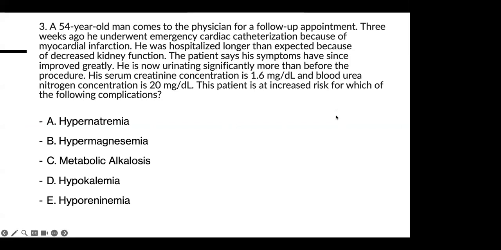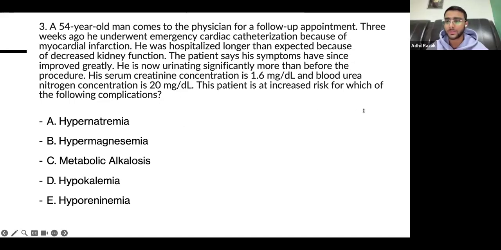A 4-year-old man comes to the physician for a follow-up appointment. 3 weeks ago, he underwent emergency cardiac catheterization because of myocardial infarction. He was hospitalized longer than expected because of decreased kidney function. The patient stays as his symptoms improved greatly. He's now urinating significantly more than before the procedure. The serum creatinine concentration is 1.6, and his blood urea nitrogen concentration is 20. The patient's at risk of which of the following complications? Okay, so from how the patient is being described here, what do you think is the answer?